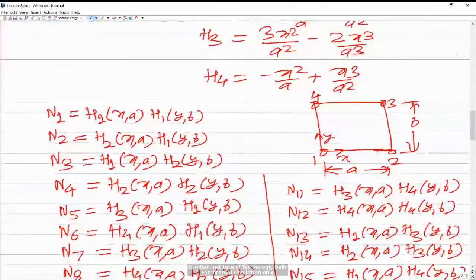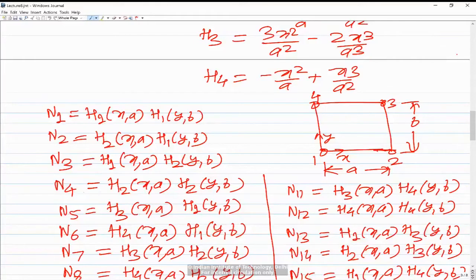N3 is the shape function at node 1 corresponding to the del W by del Y degree of freedom. So again it's first node along X and Y, but the derivative is with respect to Y. So in the X direction H1 and in the Y direction it is H2. When you go for N4, it is the shape function at node 1 corresponding to the del 2W by del X del Y degree of freedom. So derivative with respect to X also, derivative with respect to Y also. That is why you have H2 into H2.